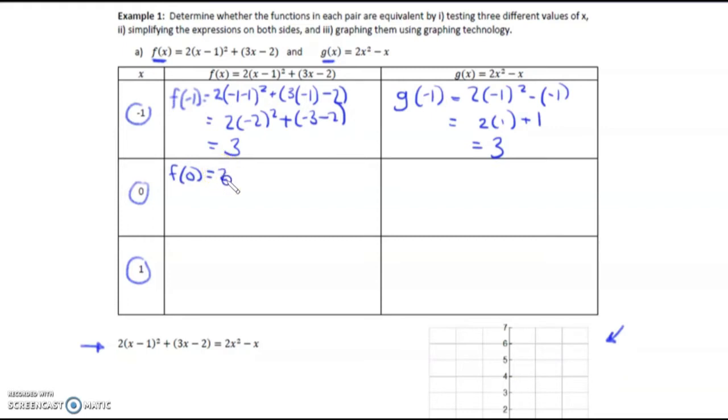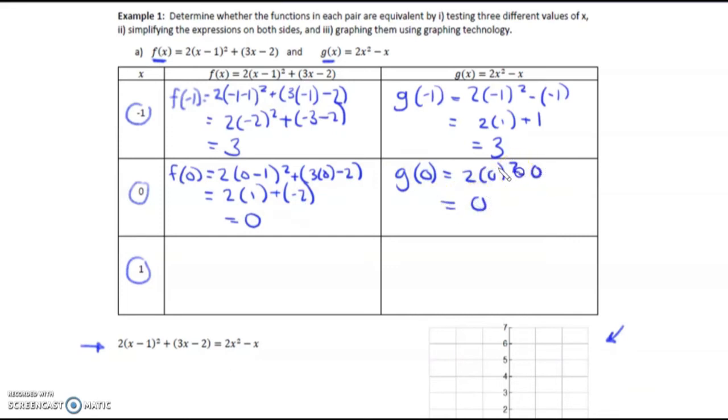Okay, f at 0: 2 times (0 minus 1) squared plus 3 times 0 minus 2. Okay, so 2 times 1 plus -2, which is 0. Okay, what about g at 0? 2 times 0 squared minus 0. Again, we get 0. Okay, and the last one, f at 1. Again, if you sub in the 1, we're subbing into every single time where we see an x. 1 minus 1 squared, so that's all going to be 0, plus 3 times 1 minus 2, and we get 0 plus 1, which is 1.